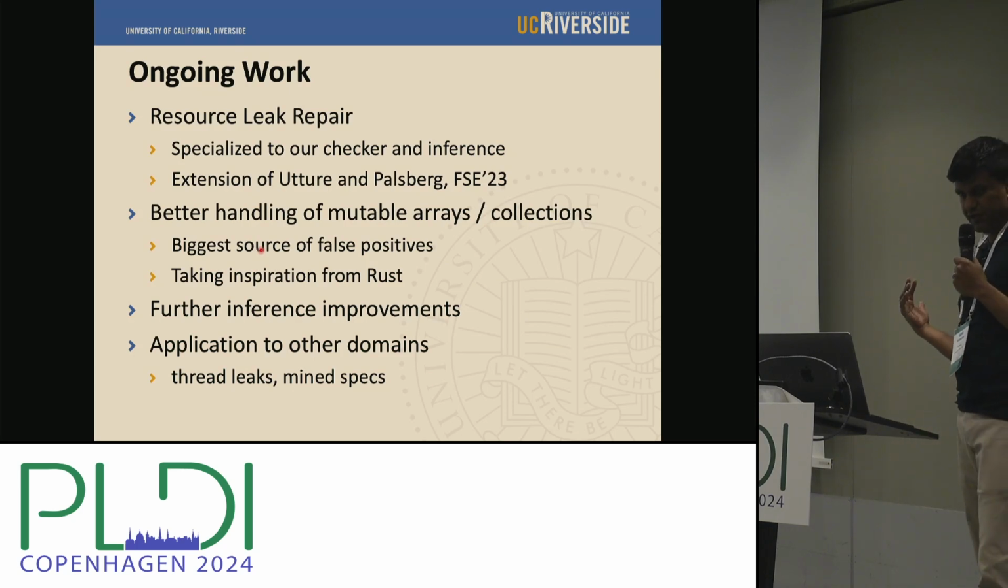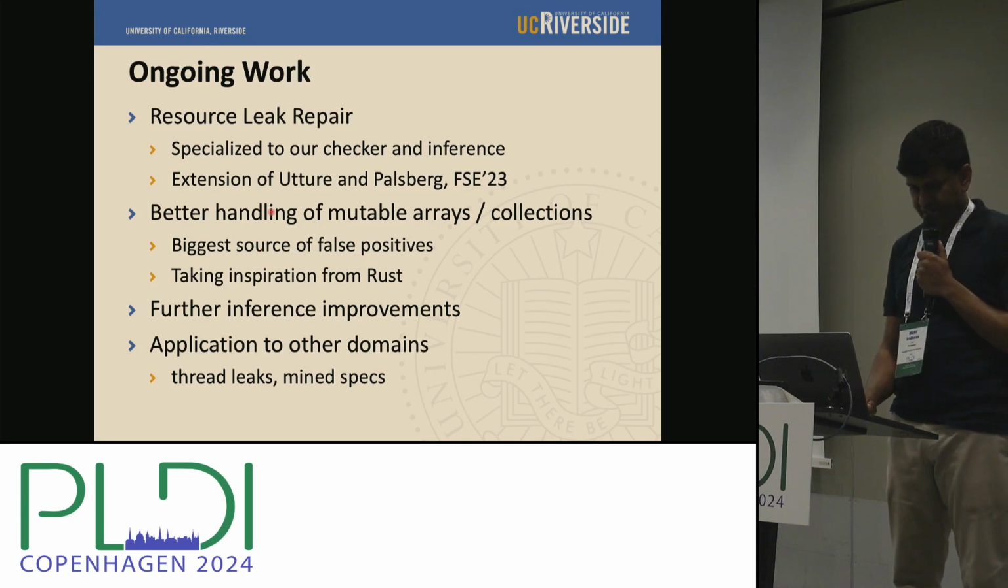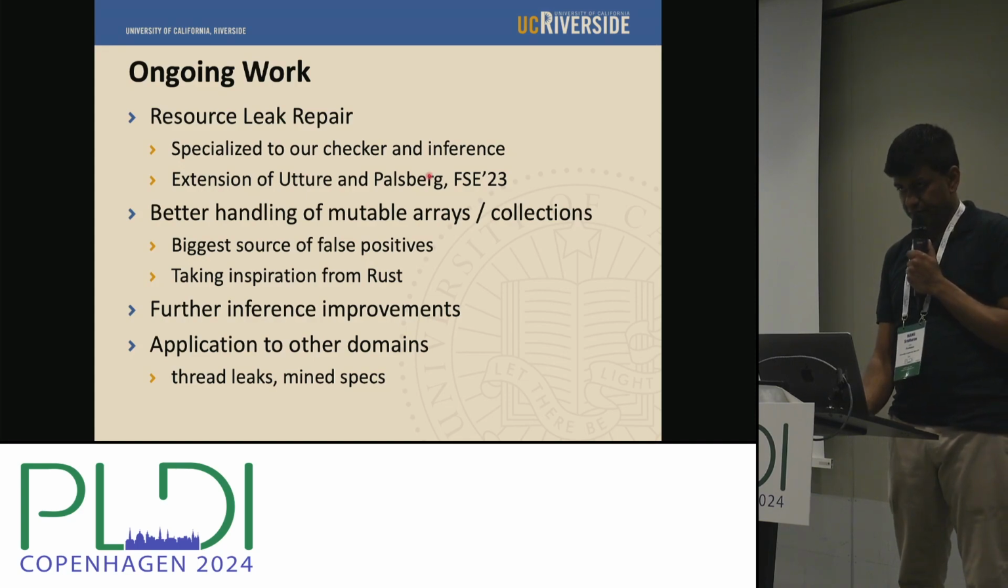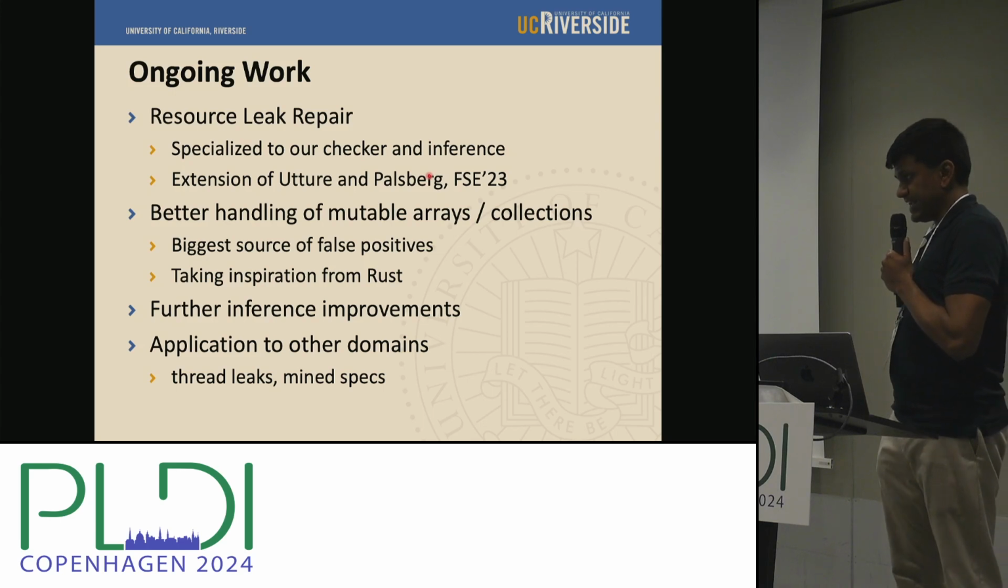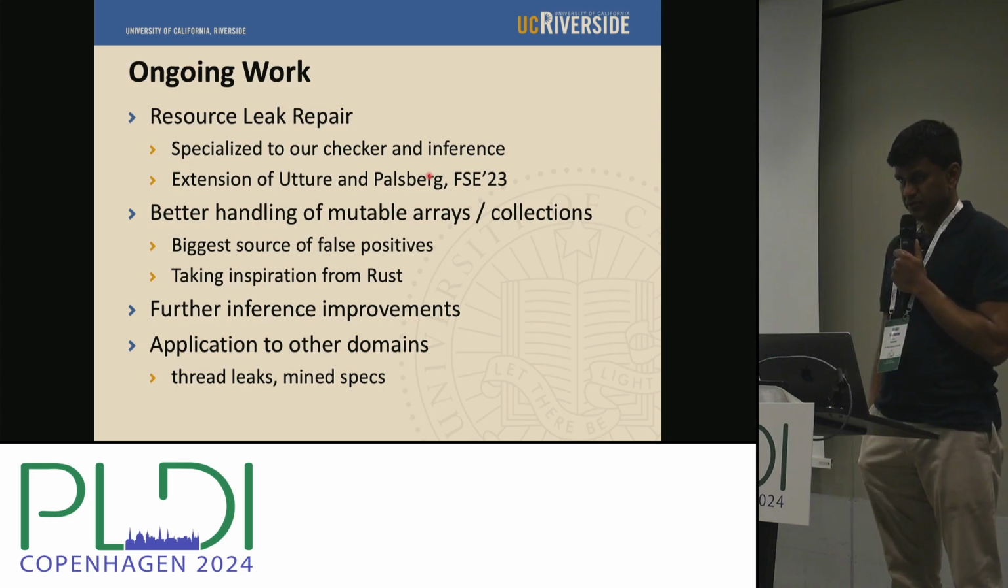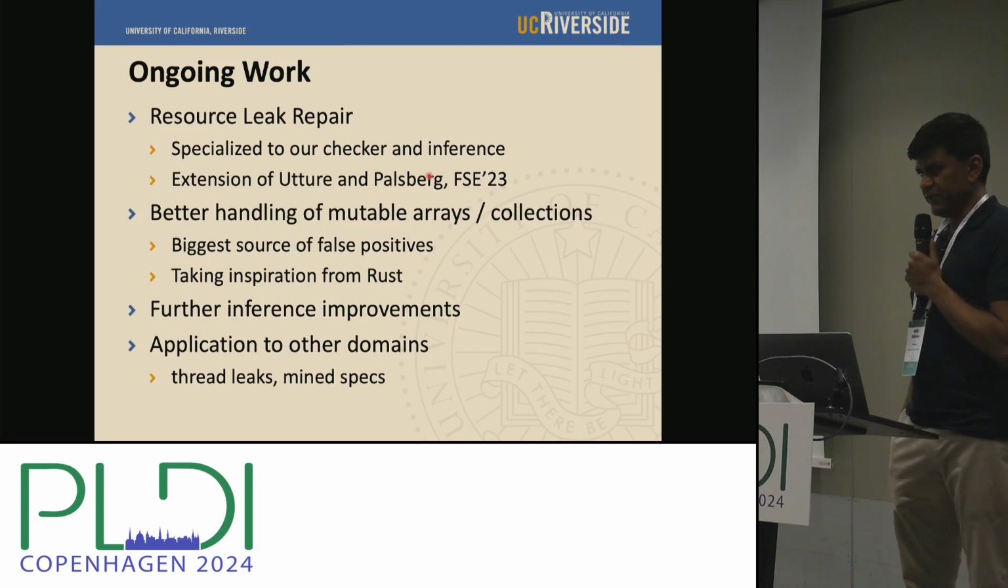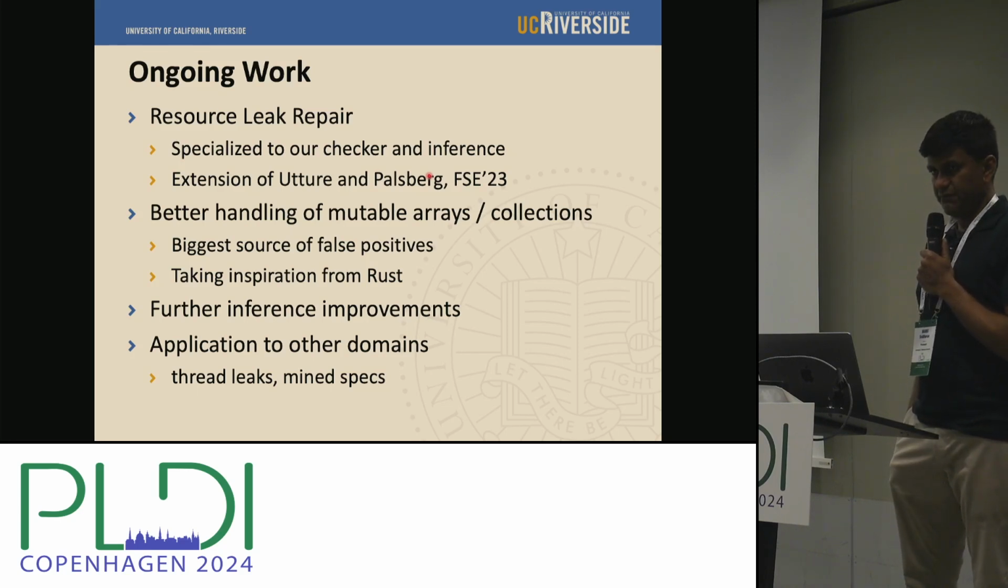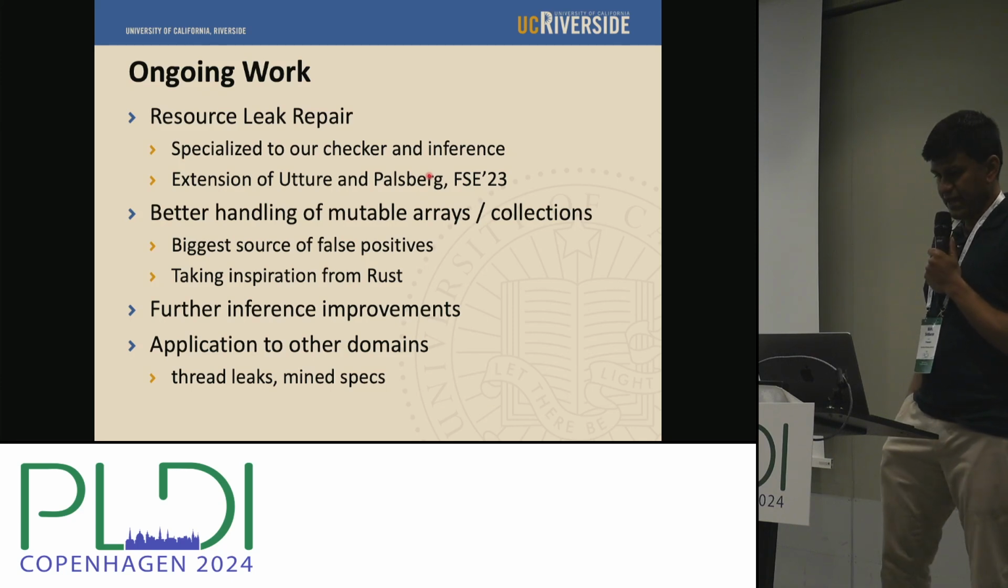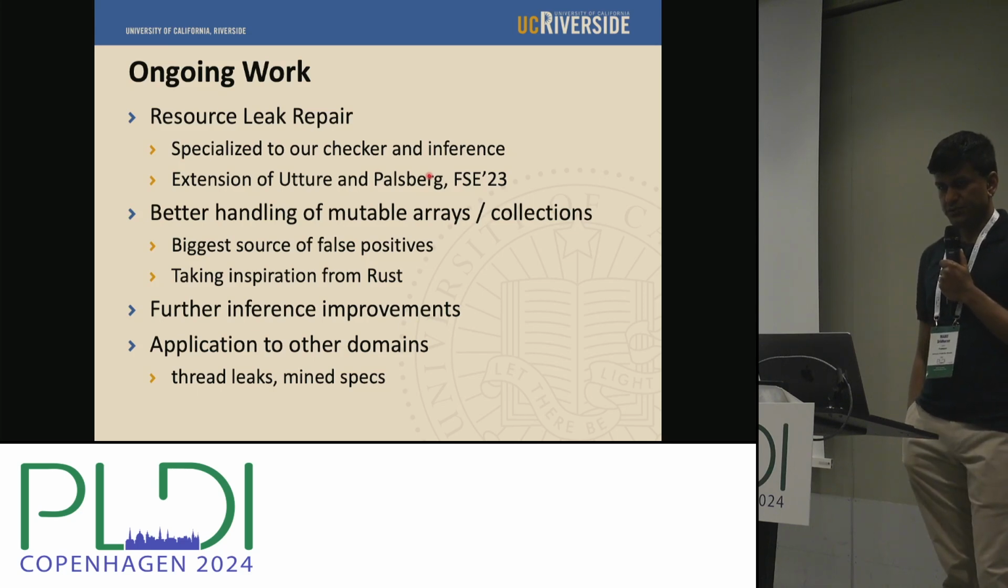So we're still pushing forward on this project. One thing we're looking at is resource leak repair. Akshay Ature and Jens Paulsberg published a really nice paper in the last FSE about automatically repairing resource leak issues, and they used our checker and were able to repair some of the issues coming out of it, but they didn't use the inference. So we're thinking that if we combine our checker and inference, and we're looking at some new fix patterns for these leaks, we might be able to do a better job of automatically repairing leaks in programs. So that's something we're actively pursuing.